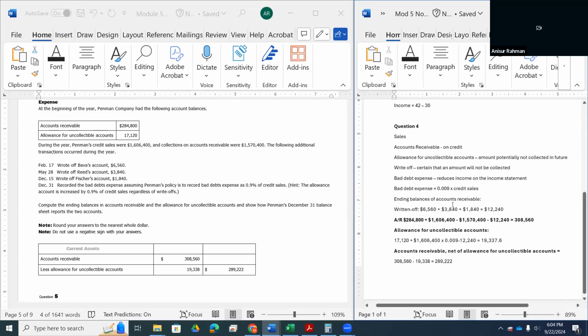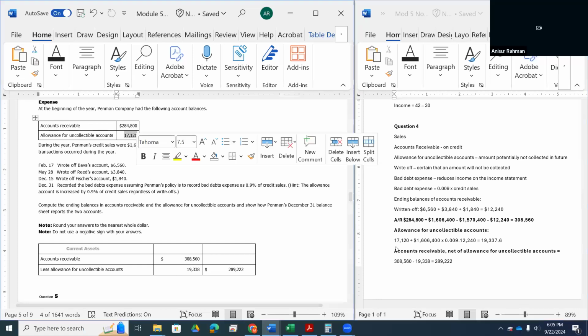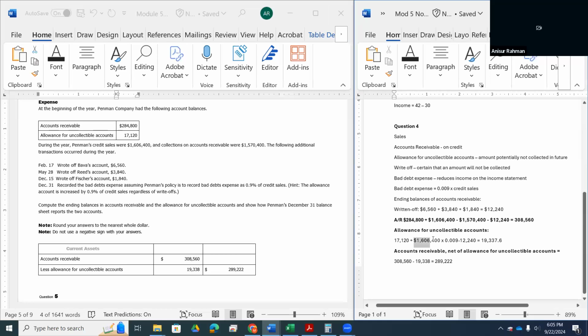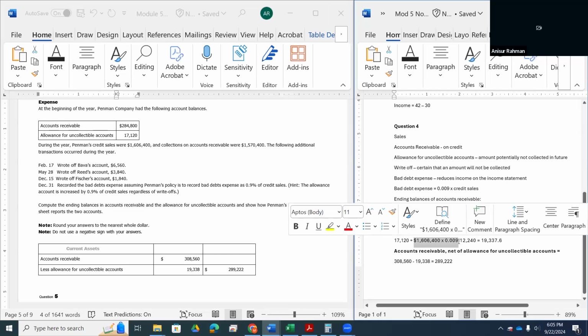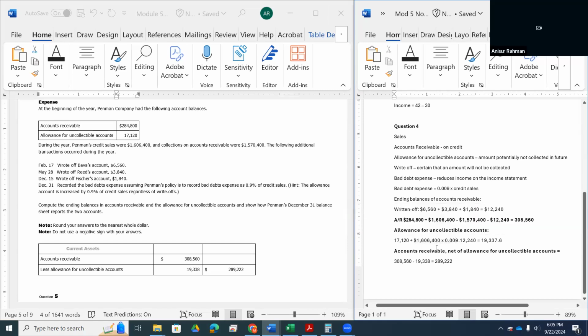Now, we calculated the allowance for uncollectible accounts, which is the amount that a company thinks potentially, that is, there is a possibility that it may not be able to collect. That is equal to our previous balance and then a certain amount of any additional credit sales. So in this case, it is 0.9% of credit sales.